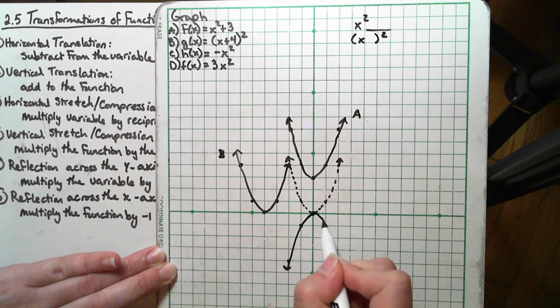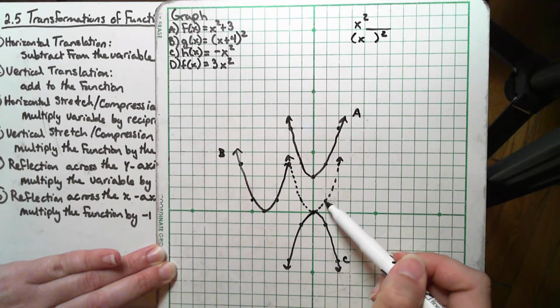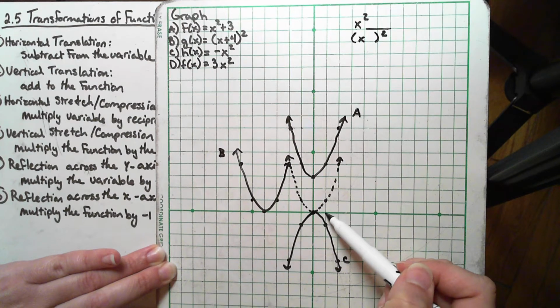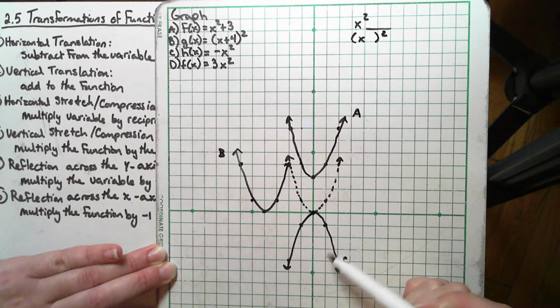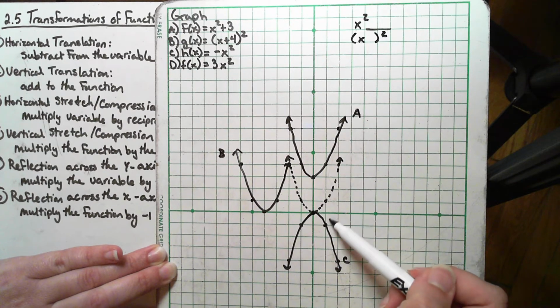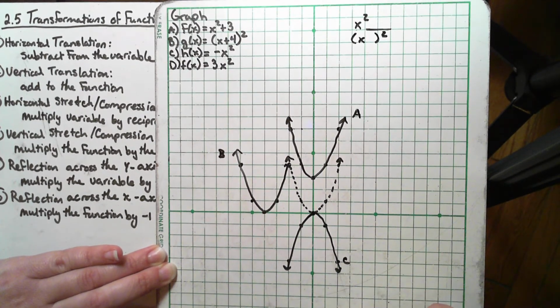If I have trouble doing that reflection, what I can do is simply count how far it is above the x-axis and then go that same distance downward. So this was 1 up, so I went 1 down. This is 4 up, so I go 4 down. Keep it on the same x line, and that's it.